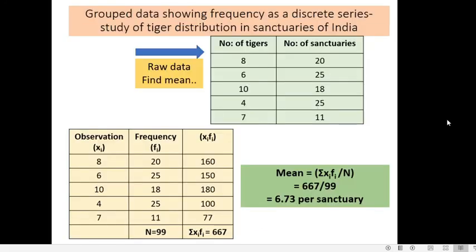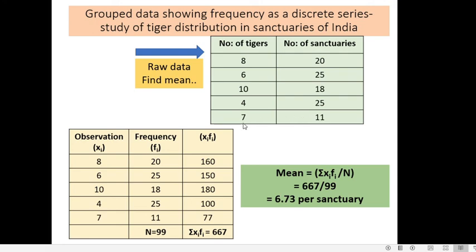Next we go to grouped data, where we can see the frequency of each observation as a discrete series. Imagine we have conducted a study of tiger distribution in different sanctuaries of India. Here is the frequency table, where you can see that there are 20 sanctuaries with a tiger population of 8, 25 sanctuaries with a tiger population of 6, 18 sanctuaries with 10, 25 sanctuaries with a tiger population of 4 and 11 sanctuaries with a tiger population of 7.